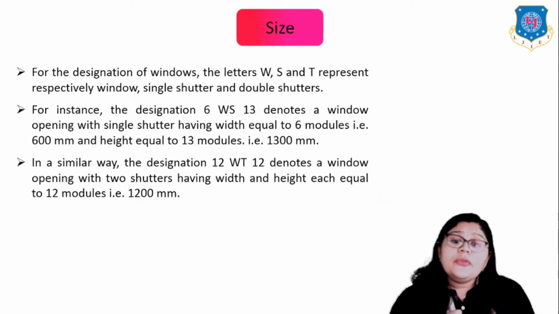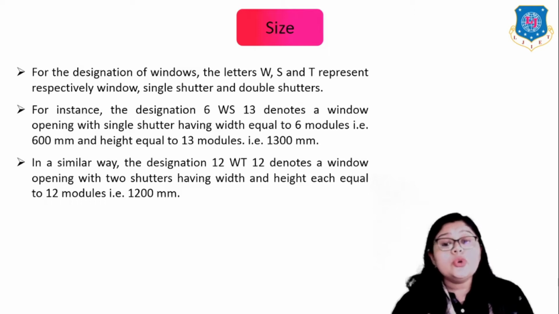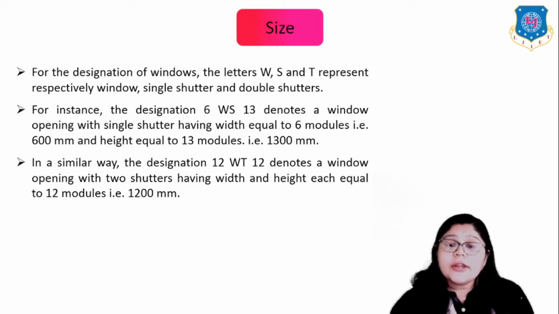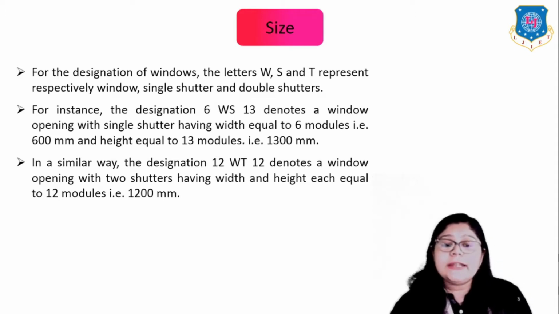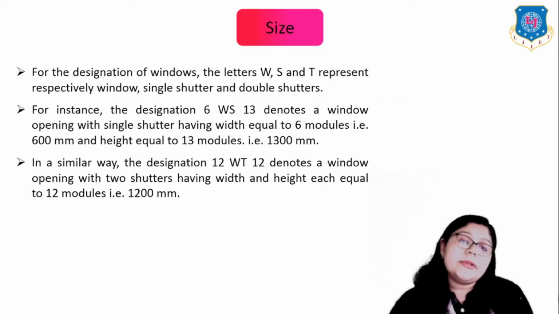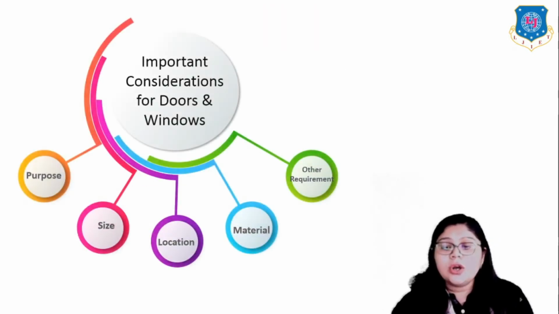For designation of the window, the letters W, S and T represent respectively window, single shutter and double shutter. For instance, the designation 6WS13 denotes a window opening with a single shutter having a width equal to 6 modules, which means 600 mm, and height equal to 13 modules, 1300 mm. In a similar way, the designation 12WT12 denotes a window opening with 2 shutters having width and height each equal to 12 modules, 1200 mm. That is all for the size.